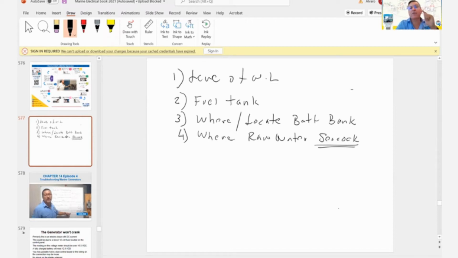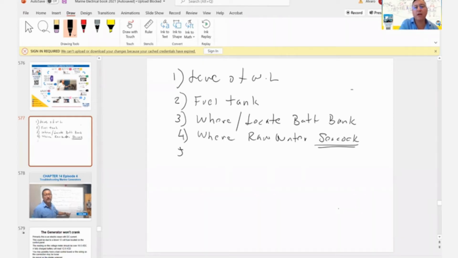This is the problem. For that reason, the raw water pump should be located always, always below the water line. This is a critical point that later Mr. Rodriguez and me, we are going to explain in both courses, in gasoline and diesel. This is an important factor of our decision when you install an engine or generator in a boat. Okay, the position of the raw water pump.